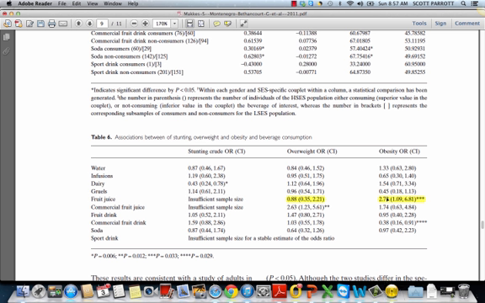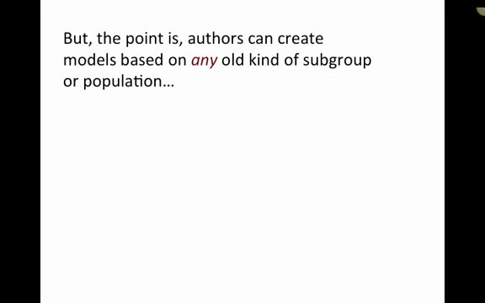What we're really interested in is the independent variable groups or groupings that we are interested in. So we wouldn't define two groups as water consumption versus not. What we would do is juice consumption versus not, which is how these authors finally break it down, but not until Table 6. So the point is, authors can create models on any old kind of subgroup or population. I mean, they're the authors, right? They can decide what they want to do.